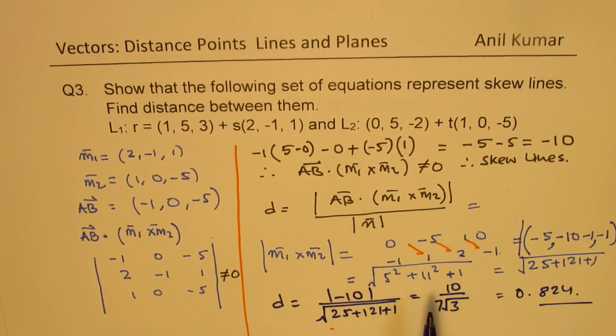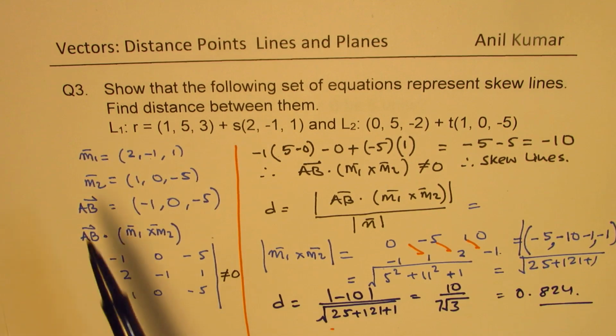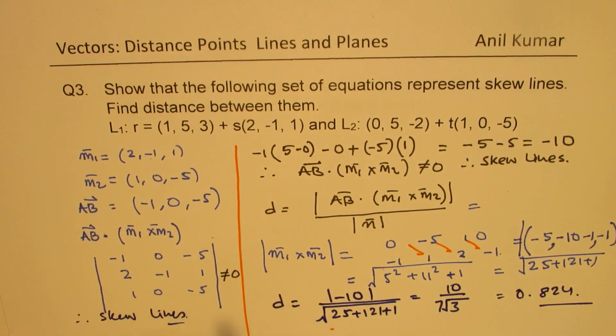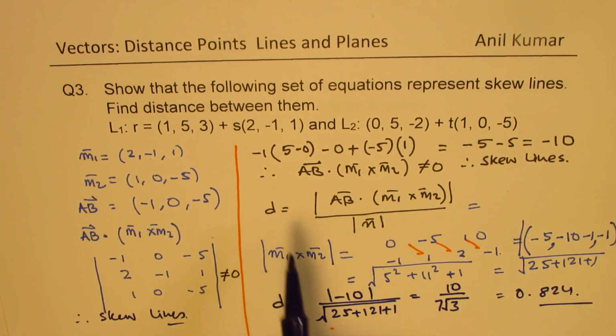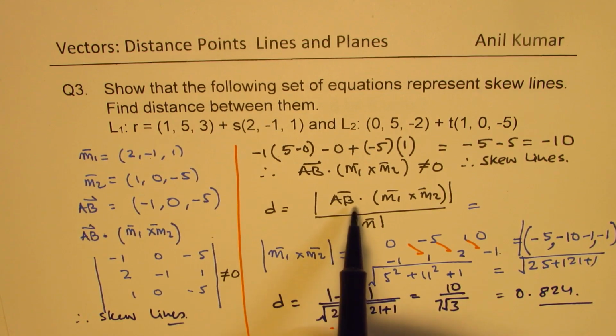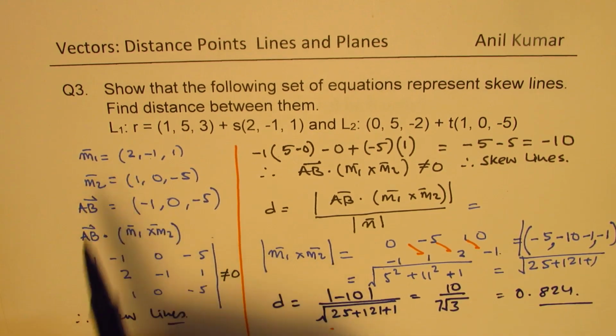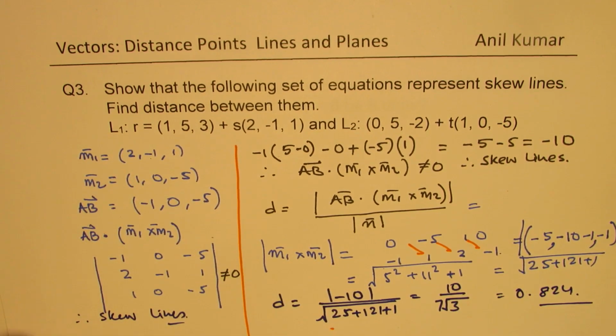So I hope you understand the concept. The idea here is to find the cross product and then the dot product. Scalar triple product is not equal to 0, and therefore skew lines. And once you do that, you can actually use this product here, because the distance formula itself is scalar triple product divided by the magnitude of the normal, right? So the normal is the cross product of M1 and M2. Clear? So with that, we complete this question.